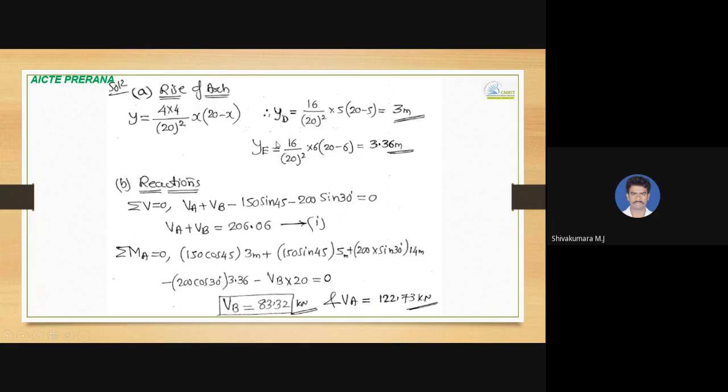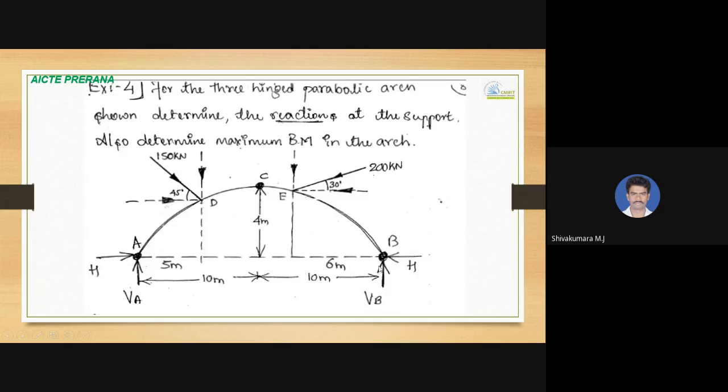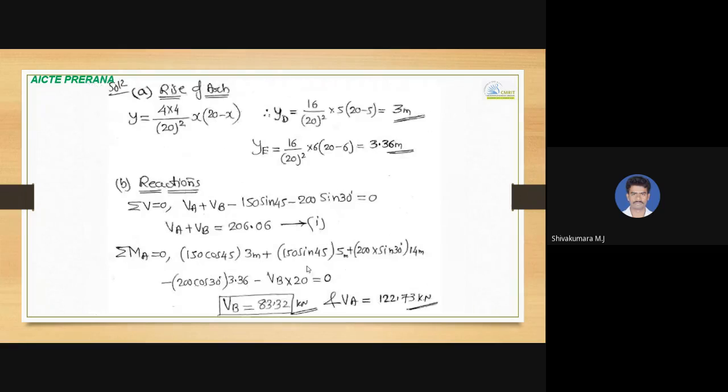And in the same manner at E, the distance of point E from the right hand support, it is 6 meters. So the x value will be substituted as 6. So we'll get 3.36 meters. The vertical ordinates height at D and E we have calculated.